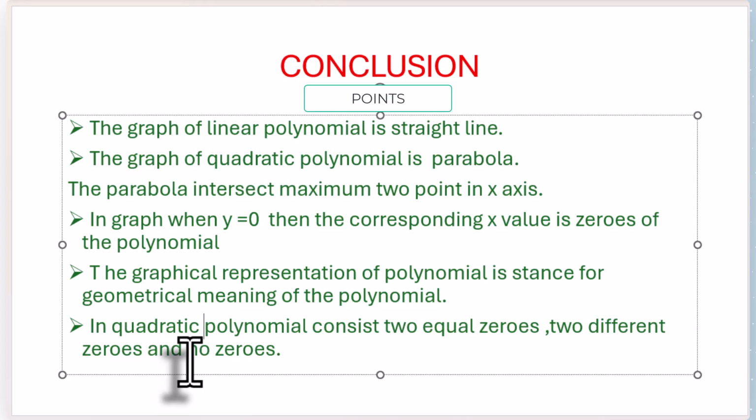So here we concluded all the things about the geometrical meaning of zeros of the polynomial. Geometrical meaning means graphical representation of the polynomial in the coordinate plane. So all the important things are covered: the geometrical meaning of zeros of the polynomial.